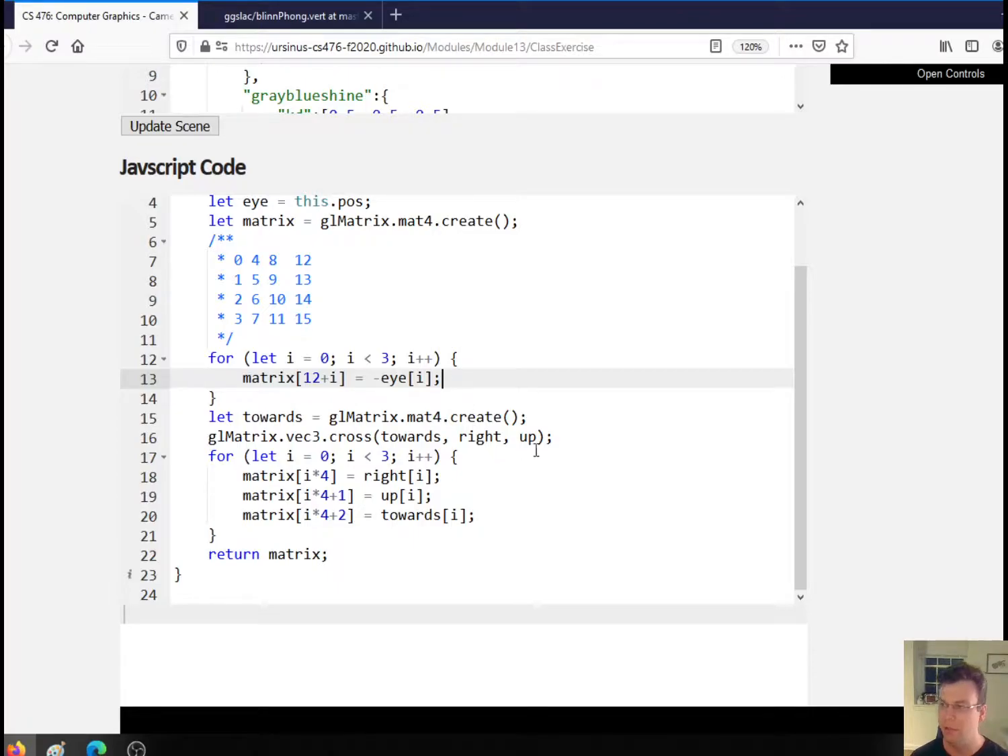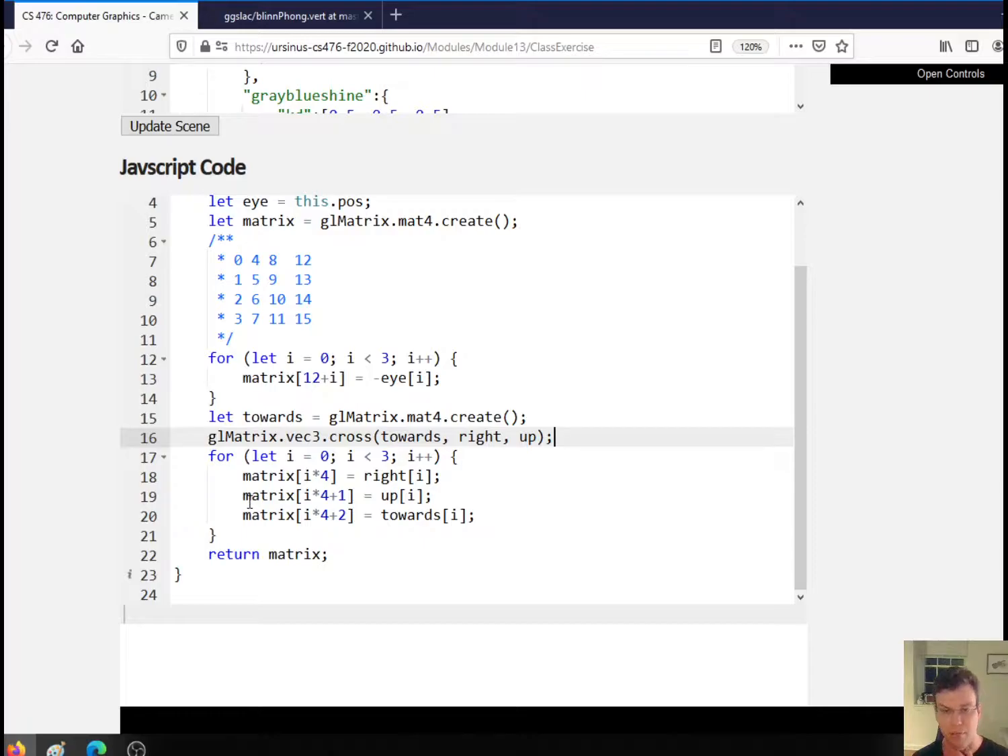Then we did something similar with the rotation. So we set up a rotation part in the upper 3x3 part of this matrix. We tried putting the right vector along the first column, the up vector along the second column, and the towards vector along the third column. What we found was that that moved us with the rotation. So we actually want to move against the rotation. So if we rotate to the left, the whole world should rotate to the right.